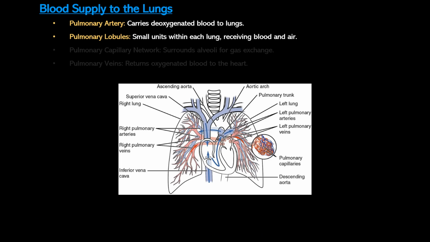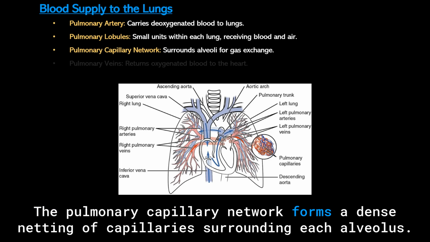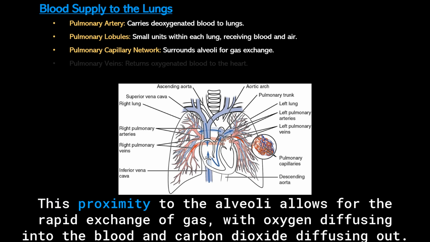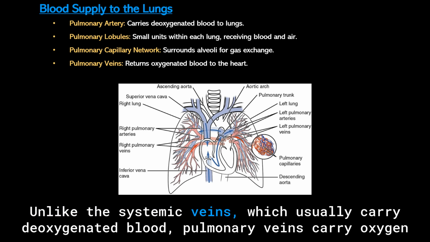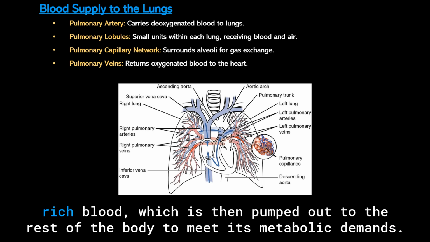The pulmonary capillary network forms a dense netting of capillaries surrounding each alveolus. This proximity to the alveoli allows for the rapid exchange of gas, with oxygen diffusing into the blood and carbon dioxide diffusing out. Pulmonary veins collect oxygenated blood from the pulmonary capillary network and return it to the left atrium of the heart. Unlike the systemic veins, which usually carry deoxygenated blood, pulmonary veins carry oxygen rich blood, which is then pumped out to the rest of the body to meet its metabolic demands.